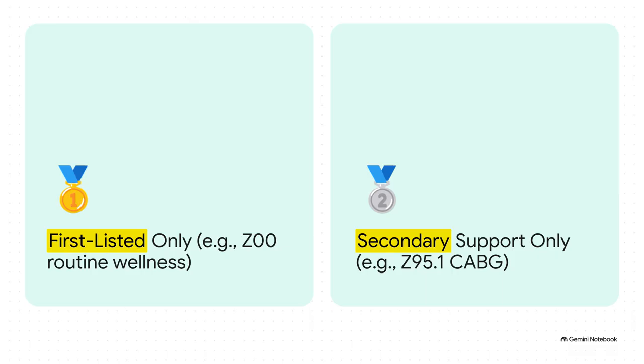reported diagnosis. But on the flip side, we have secondary support-only Z codes. These strictly function as supporting characters. They can never lead a claim. Examples here would be Z95.1 for the presence of a CABG graft, or Z99.81 for long-term oxygen use.